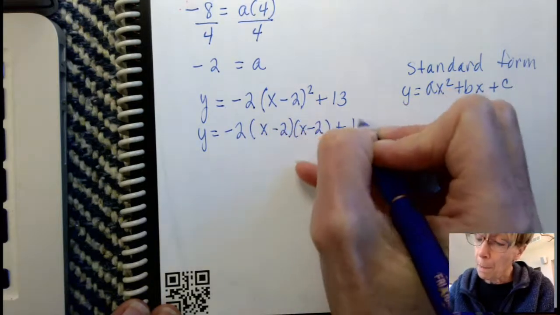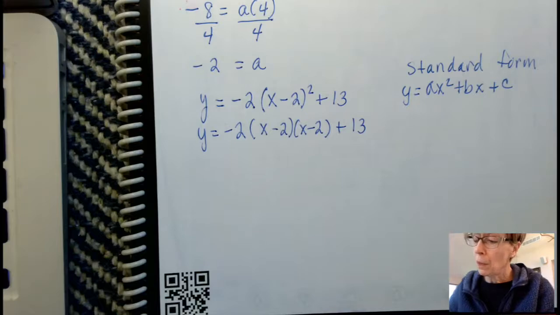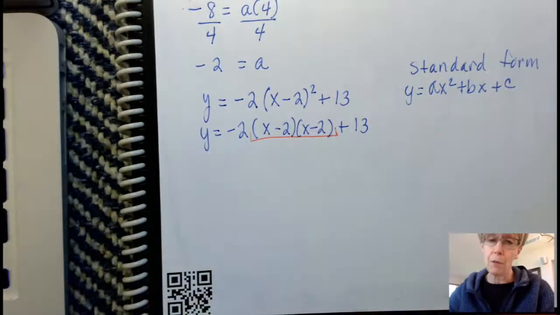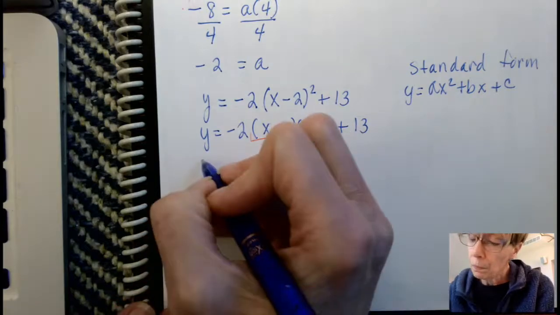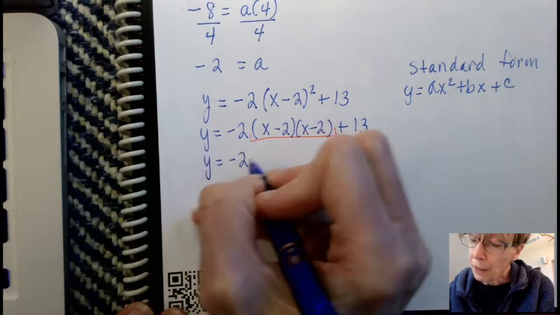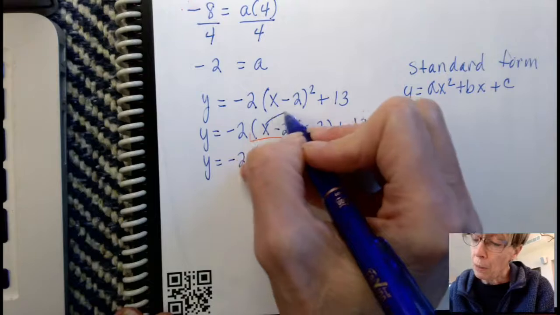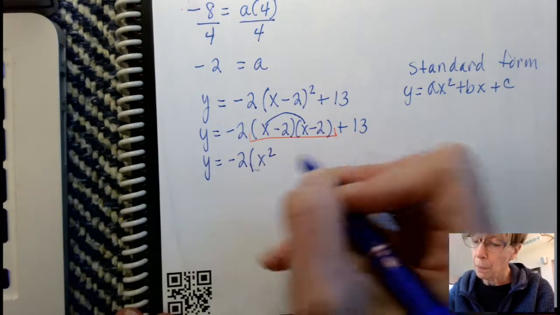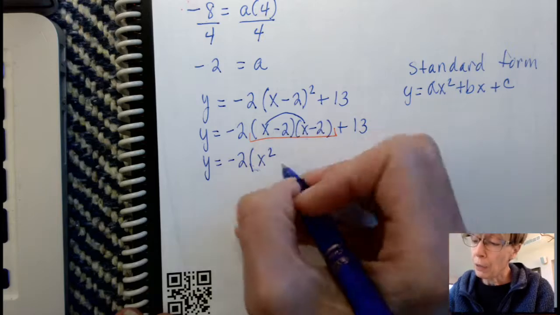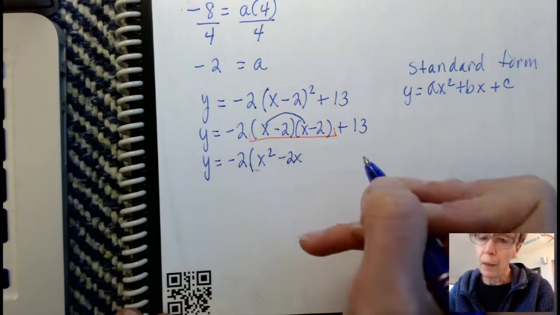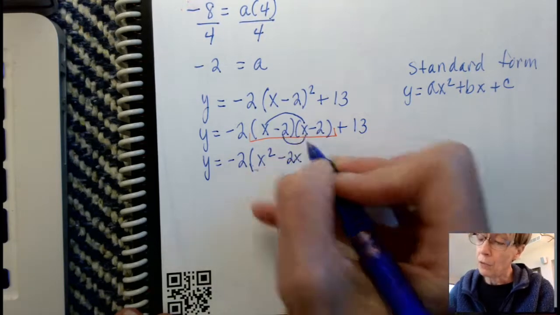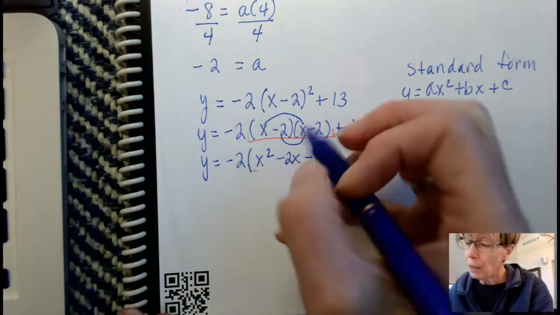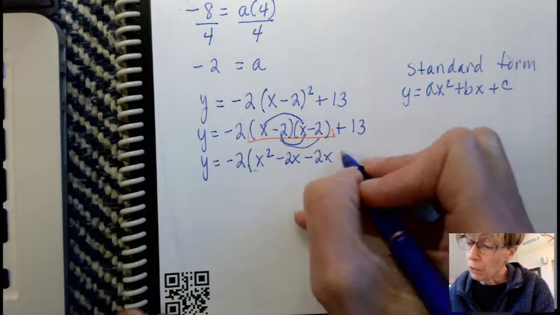And then finally, we can distribute, and it's actually not quite the last step, because I think we may have a like term to deal with. But we get negative 2x squared. Negative 2 times negative 4x is positive 8x. And negative 2 times positive 4 is negative 8. Plus 13. Negative 2x squared, plus 8x. When we combine like terms, we get plus 5.